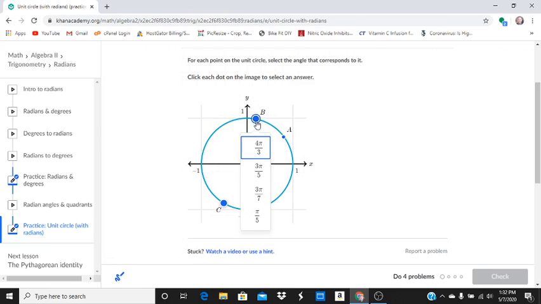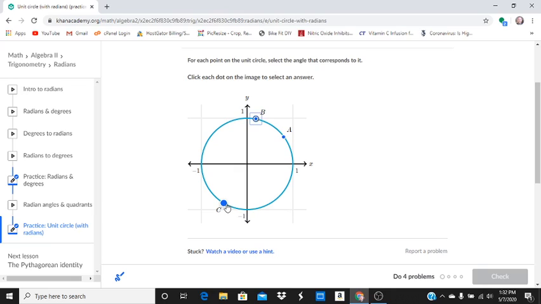Okay. Now this one is greater than pi fourths, but less than pi halves. So it can't be pi fifths. 3 pi fifths is more than a half. 4 pi thirds is more than a half, but 3 pi sevenths is a little bit less than a half. So I'm going to select that one.